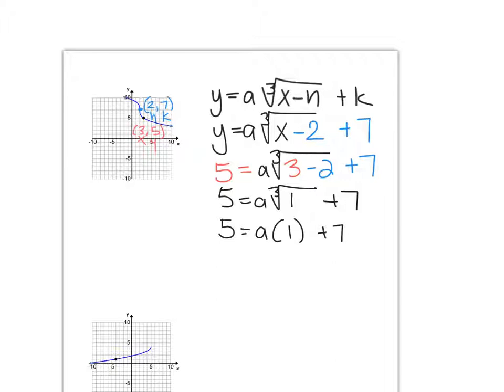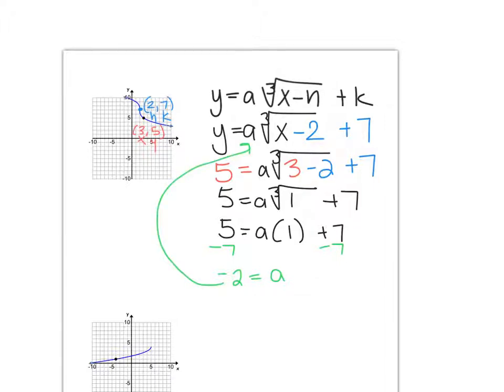So a times 1 plus 7. Now just work backwards and we'll find a. So I will subtract 7. So -2 equals a times 1. Well, a times 1 is just a, so -2 equals a. I'm really done.